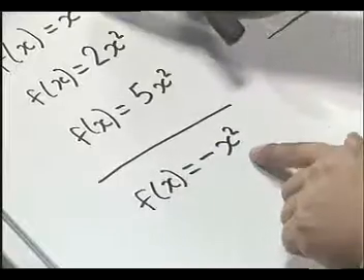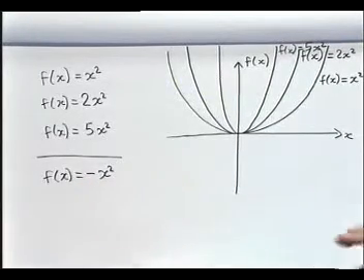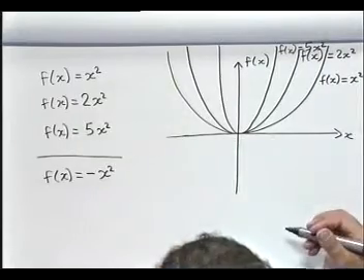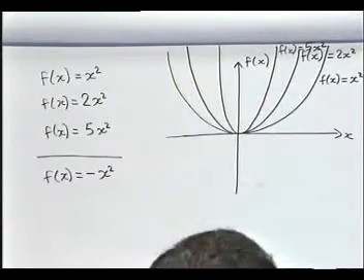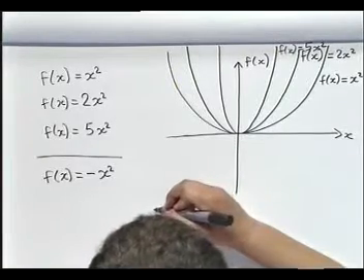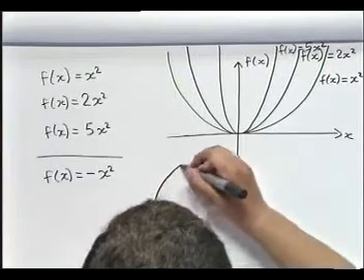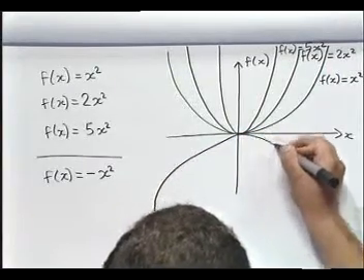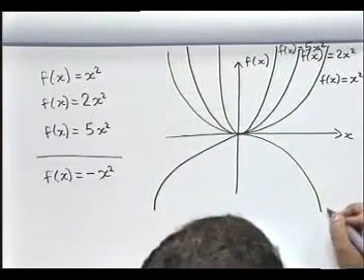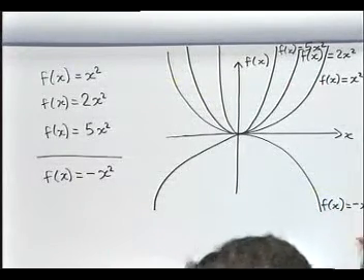Now, compared with f of x equals x squared, we've taken all of our positive values and we've multiplied them all by negative 1. So this actually results in a reflection in the x-axis, because every single value which was positive has become negative. So f of x equals minus x squared will look something like this. So this is f of x equals minus x squared.